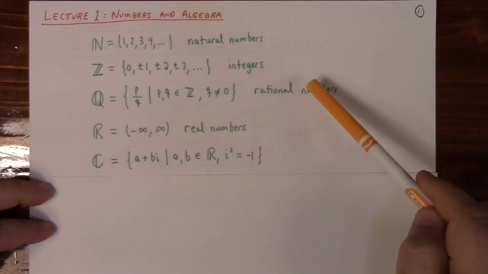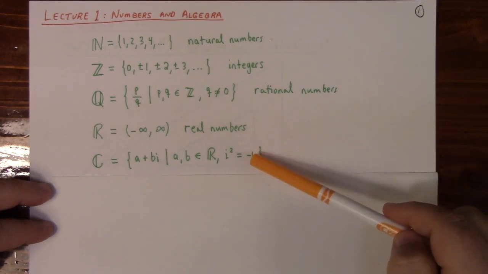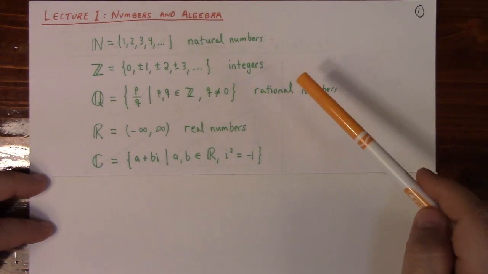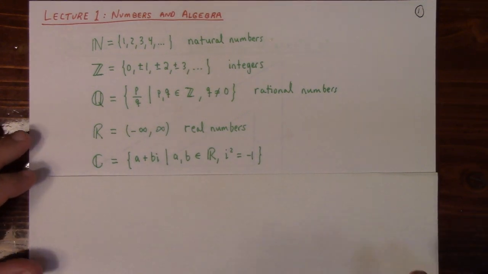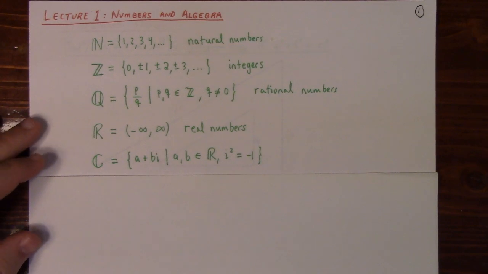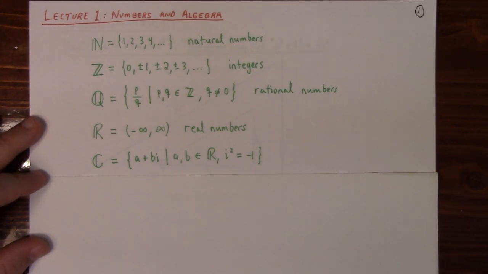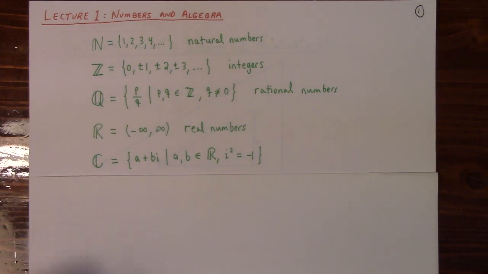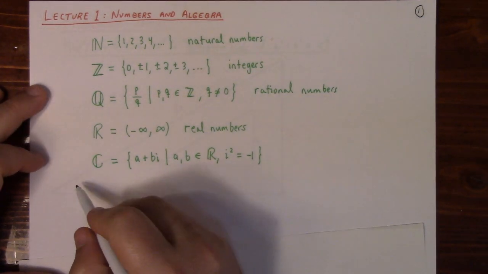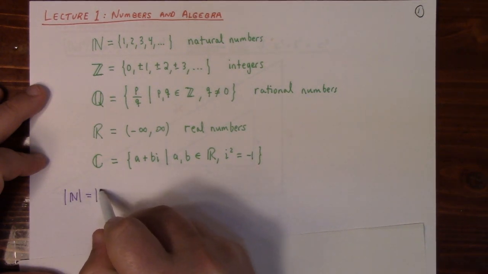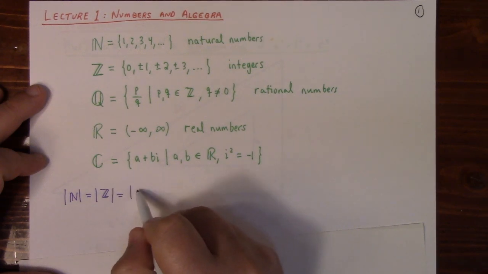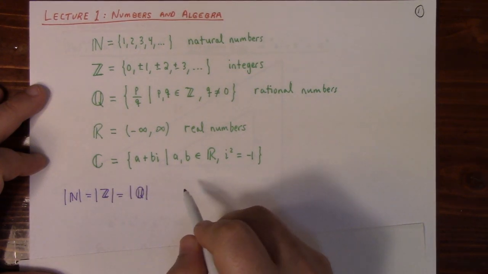So N, Z, and Q, these are what are called countable sets, whereas the real numbers and the complex numbers are uncountable. Now, that concept of size, cardinality, really doesn't have too much to do with this course, but I mention it for your information. Now, even though the first three of these sets have, and so I guess maybe I owe you a notation. So if we use this for cardinality, we could say the cardinality of N is equal to the cardinality of Z is equal to the cardinality of Q. These are all countable.